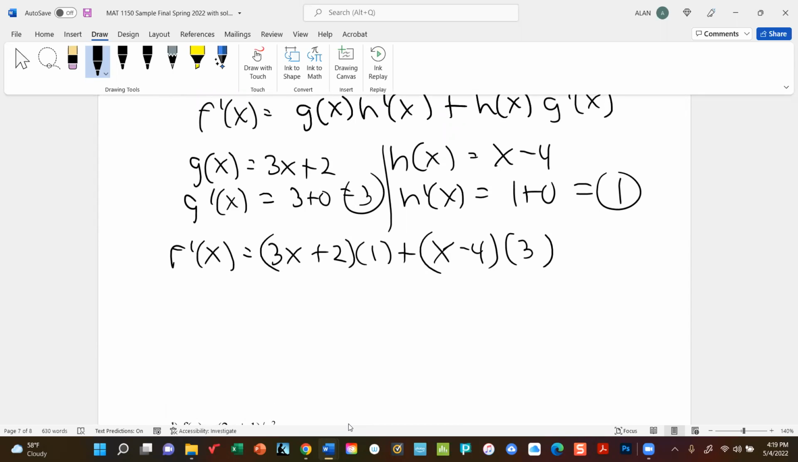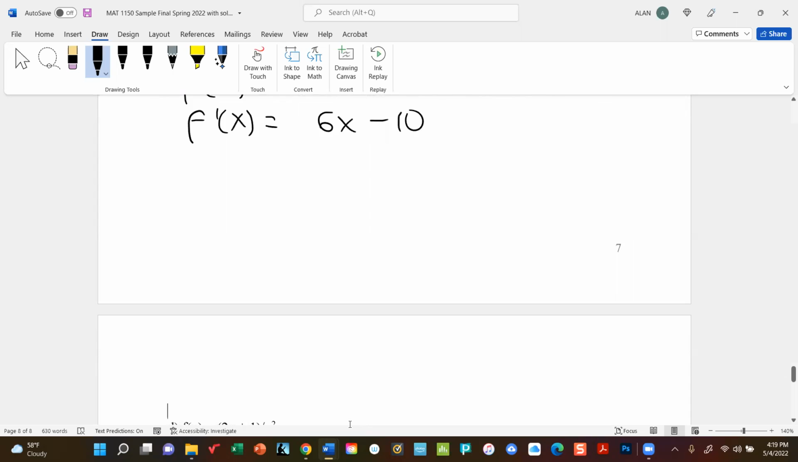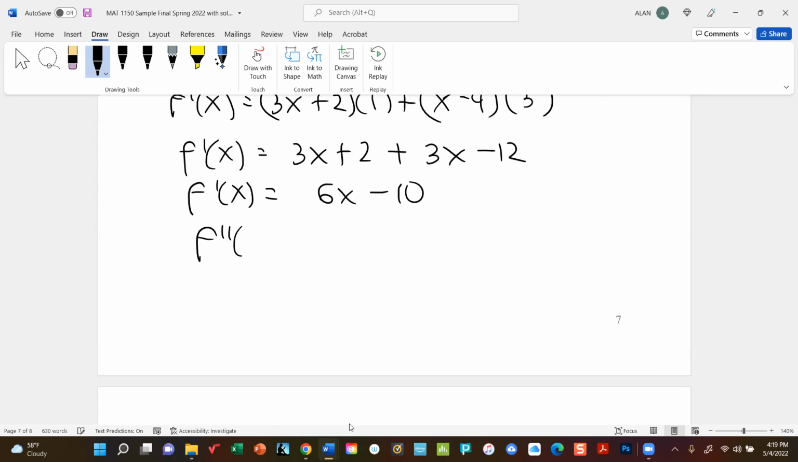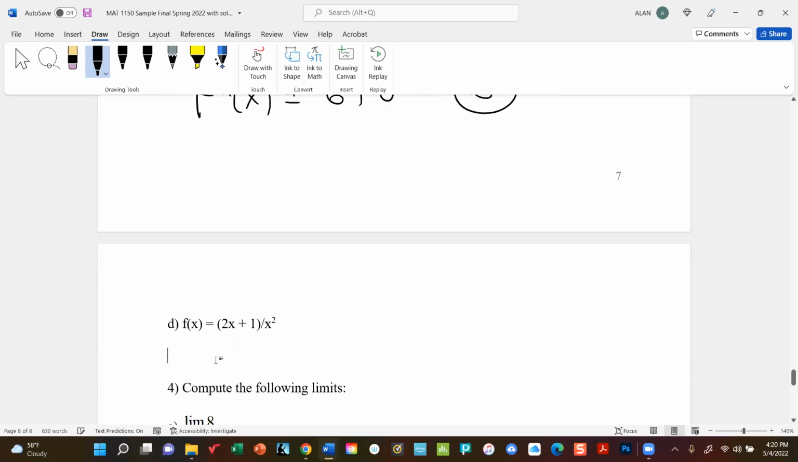Although, in a case like this, since they're asking us for the second derivative, why don't we clean it up a little? It might make things a lot simpler. I like that idea. So now the second derivative will be very simple. It's just 6. Okay. And then finally, we have a quotient rule.